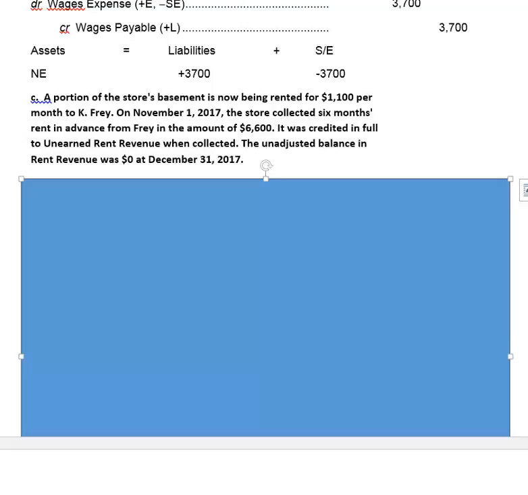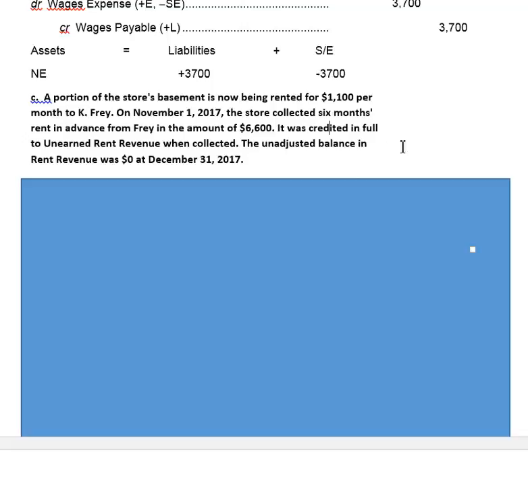Anything that says unearned, if it's an unearned revenue of any kind, unearned sales revenue, unearned rent revenue, unearned service revenue, unearned fees, sometimes we refer to fees as a type of revenue as well. When it has unearned, it means it's a liability, right? So we have an obligation when we collect that money in November. We set it up as an unearned revenue.